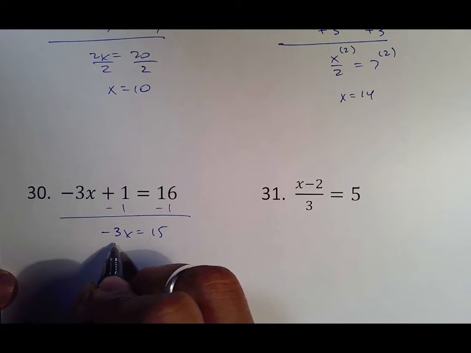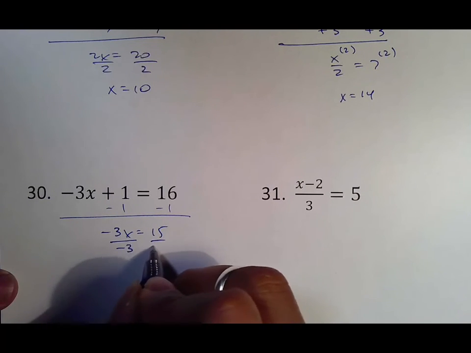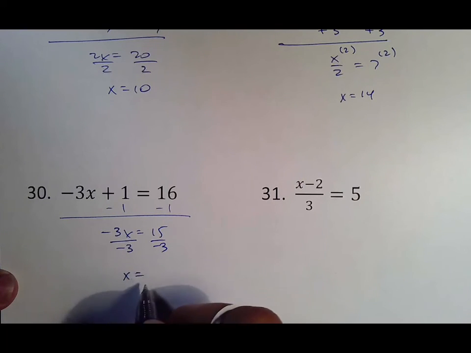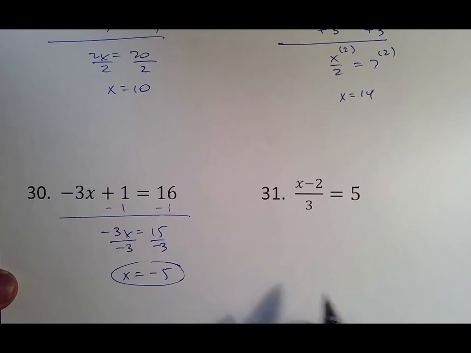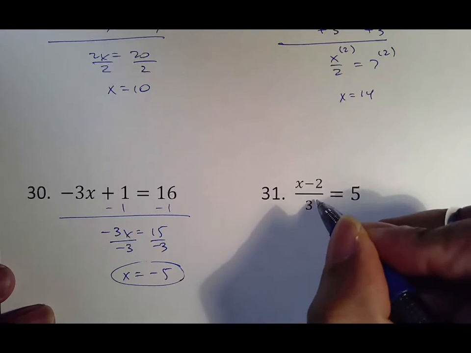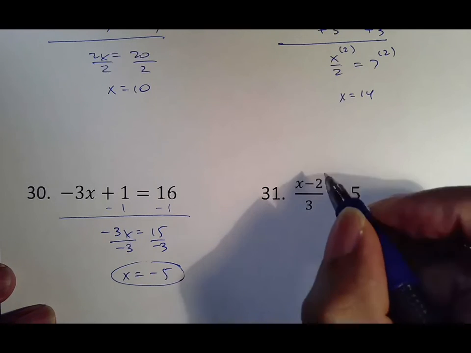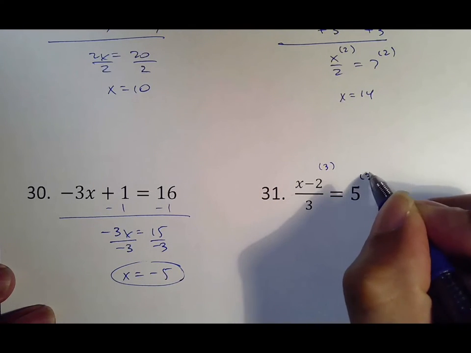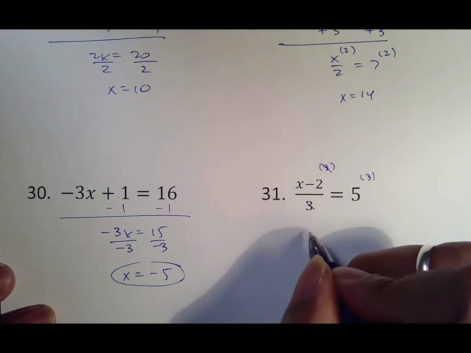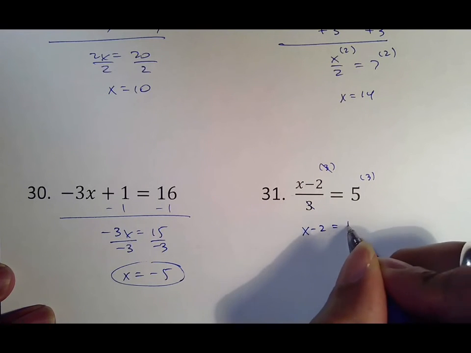Now that's negative 3 times x. So again, we divide by negative 3. Remember that when the positive divides by a negative, your answer is negative. Getting the answer of negative 5. On 31, again, these two are together. That one's sent to the basement. 3 has to go. That goes away. Don't touch anything on the top. You leave it alone exactly the way it is.